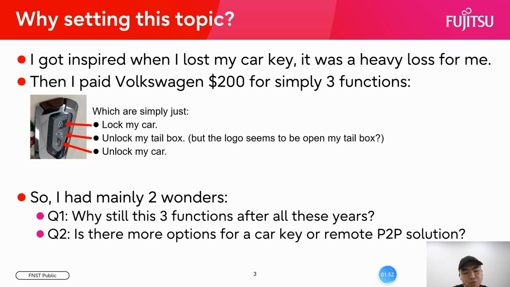As a driver, I remember that at least 10 years ago this kind of wireless key already had these three functions. And so why after this many years would we still get these simple functions? And my second question is, are there more long-range point-to-point solutions for nowadays car keys?